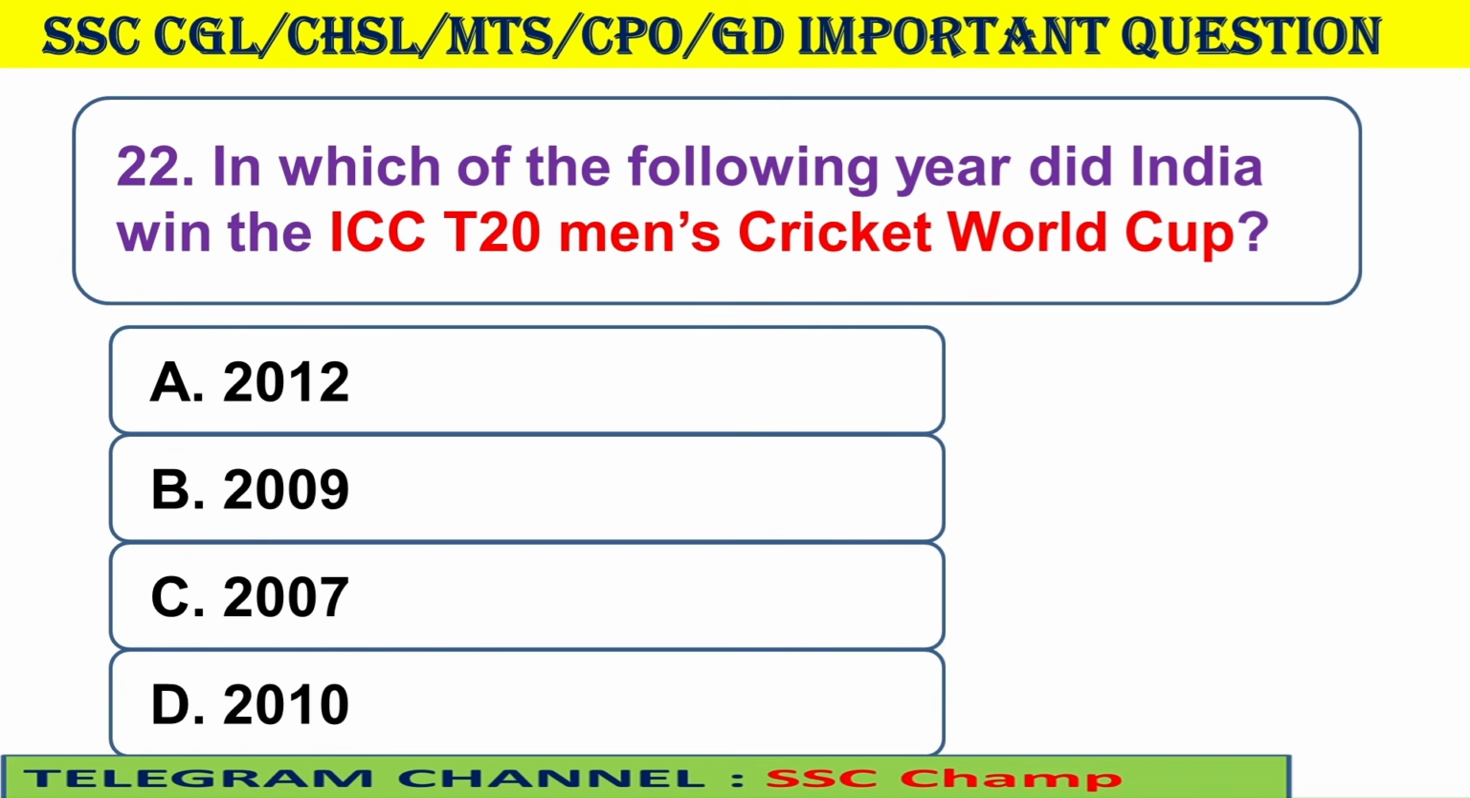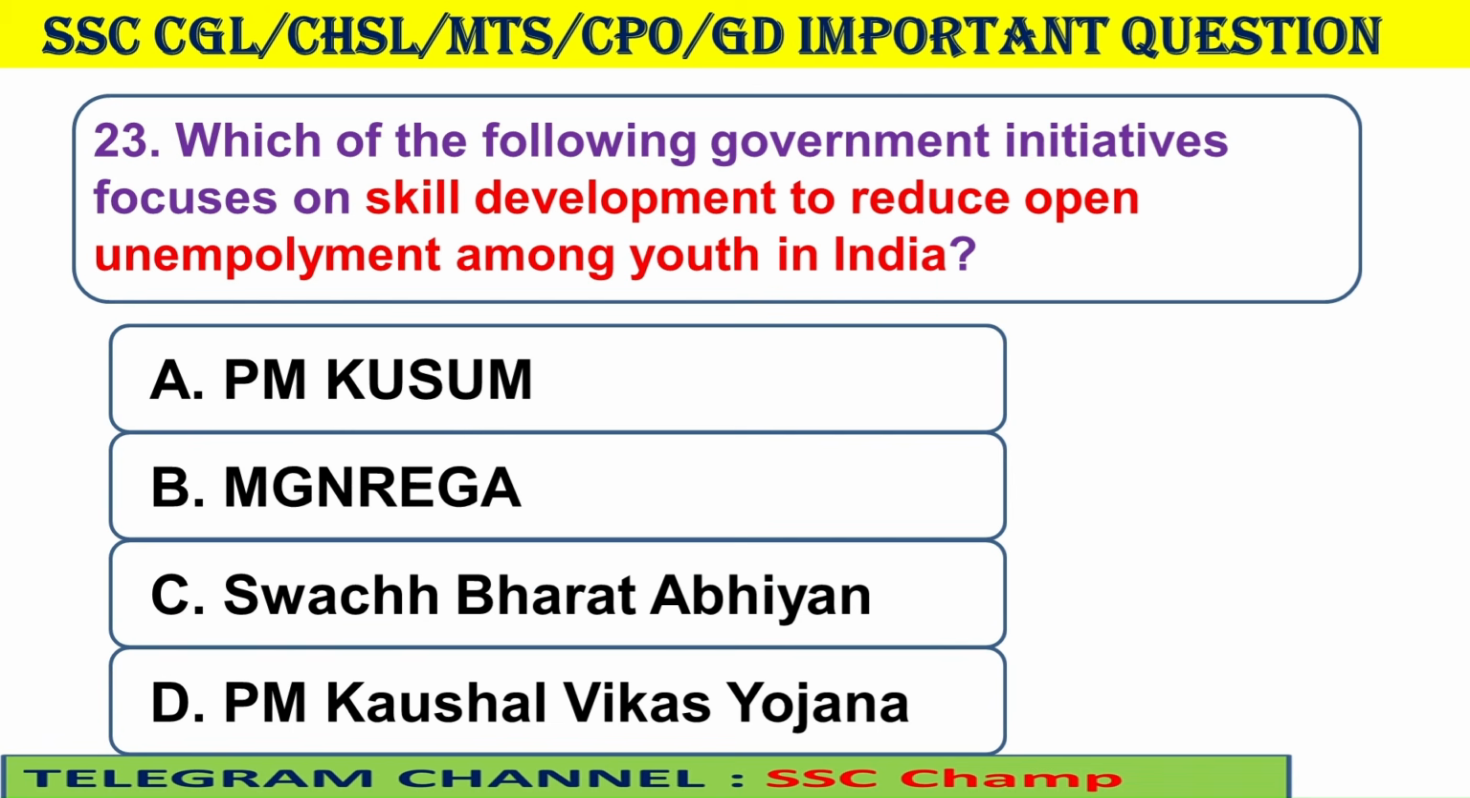In which of the following years did India win the ICC T20 Men's Cricket World Cup? Option A, 2012, Option B, 2009, Option C, 2007, Option D, 2010. Correct answer, 2007. Which of the following government initiatives focus on skill development to reduce open unemployment among youth in India? Option A, PM Kusum, Option B, MGNREGA, Option C, Swachh Bharat Abhiyan, Option D, PM Kaushal Vikas Yojana.